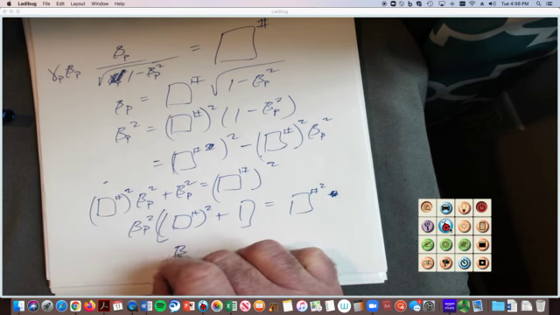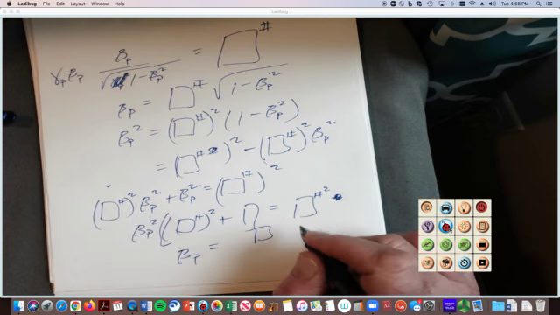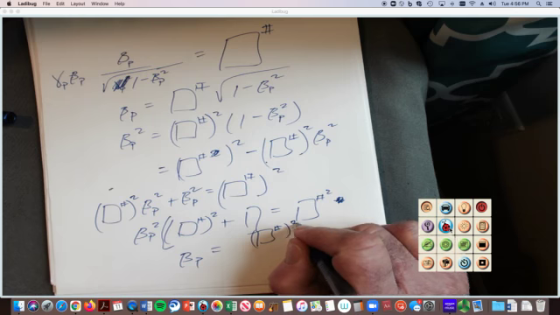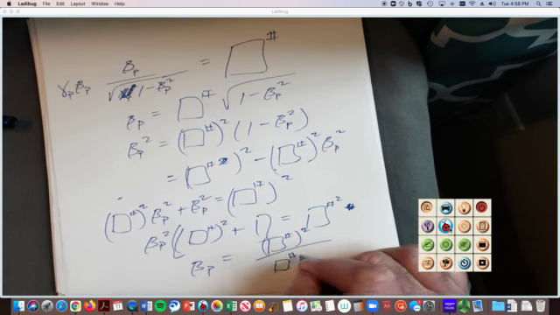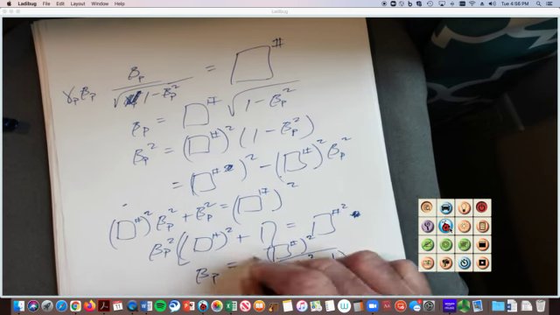And so beta P, when it's all said and done, is equal to that big old fat number squared over that number squared plus 1, taken to the square root.